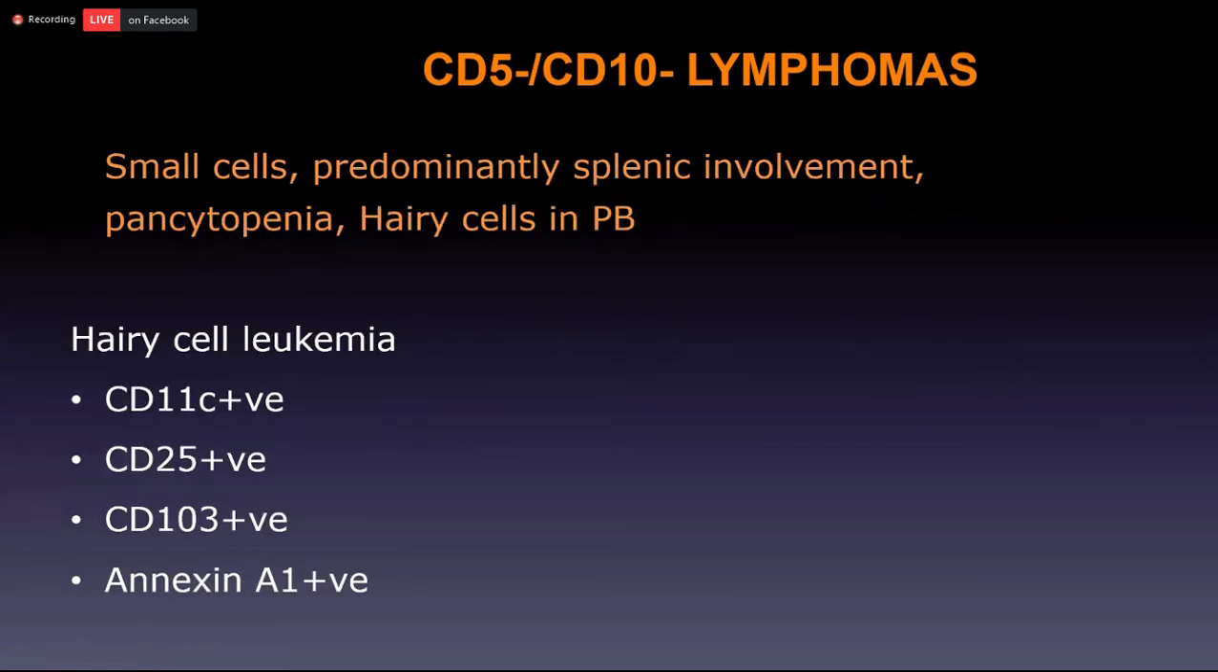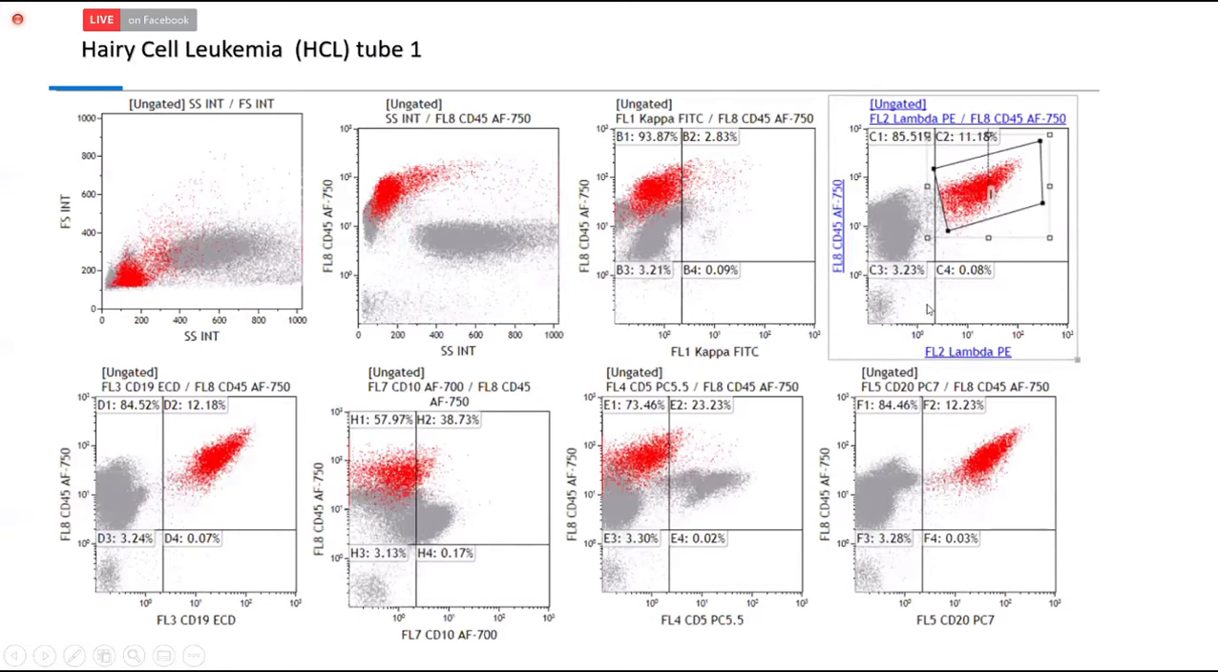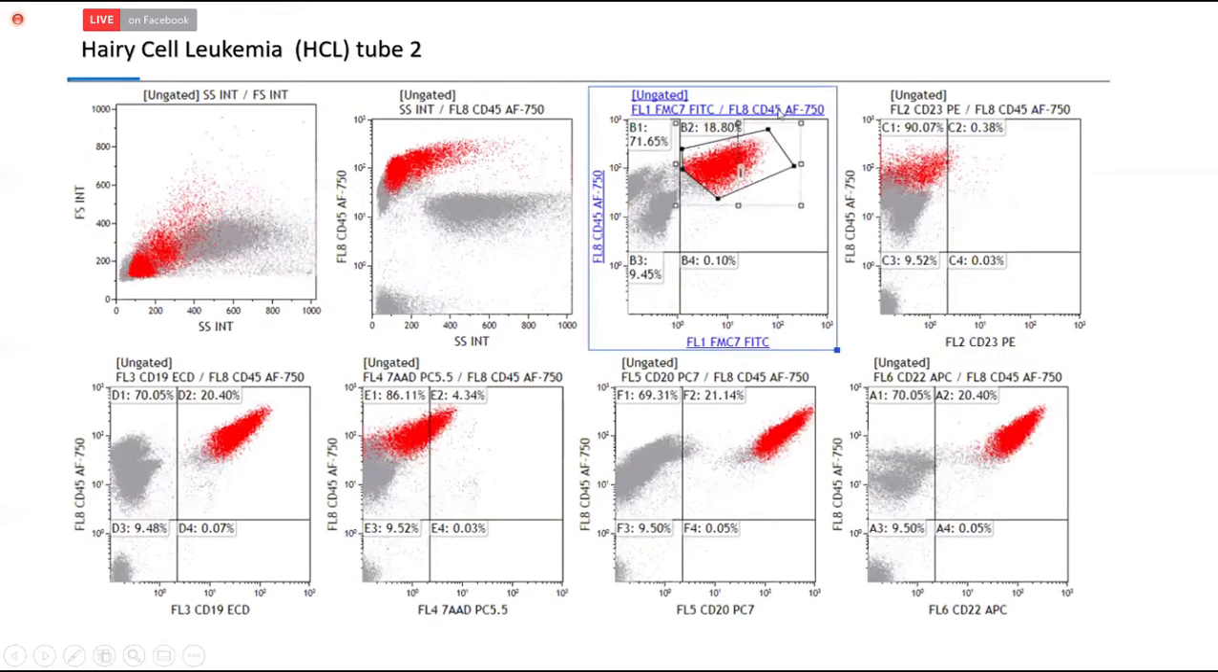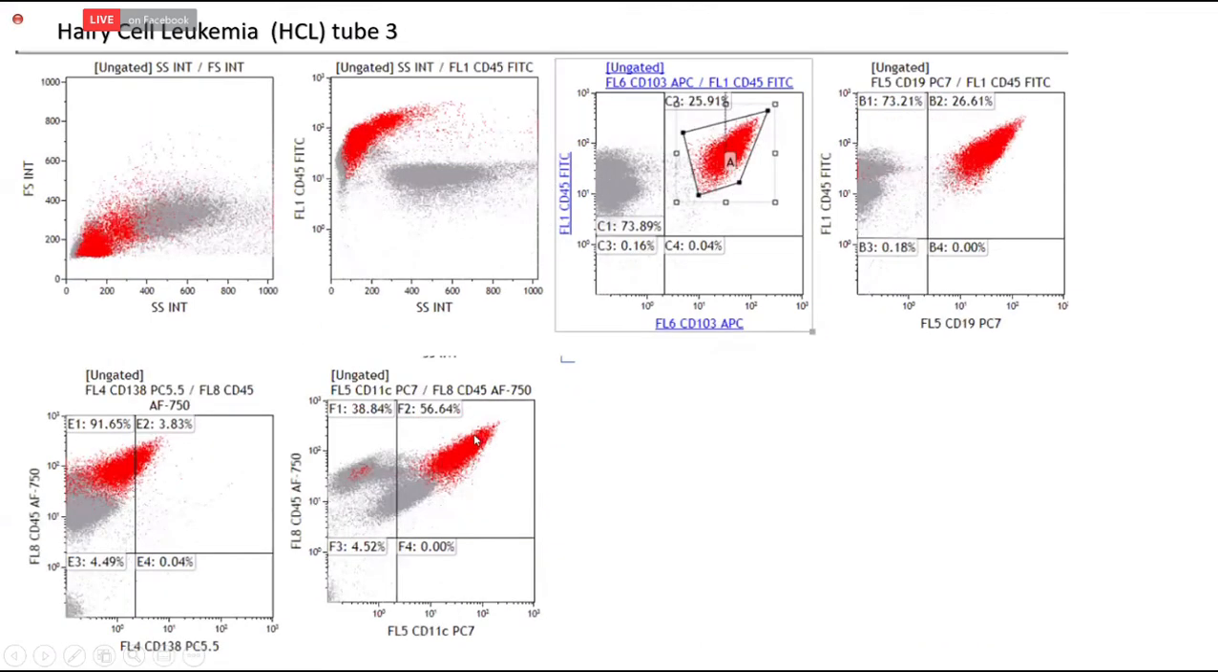Hairy cell leukemia has a characteristic phenotype. They are CD11c positive, CD25 positive, CD103 positive, and annexin A1 positive. So there's a case of hairy cell leukemia. Again, lambda light chain restricted, CD20 positive, CD5 negative, CD10 negative, FMC7 strongly positive, and these are CD11c positive, CD103 positive. So this is a case of hairy cell leukemia.